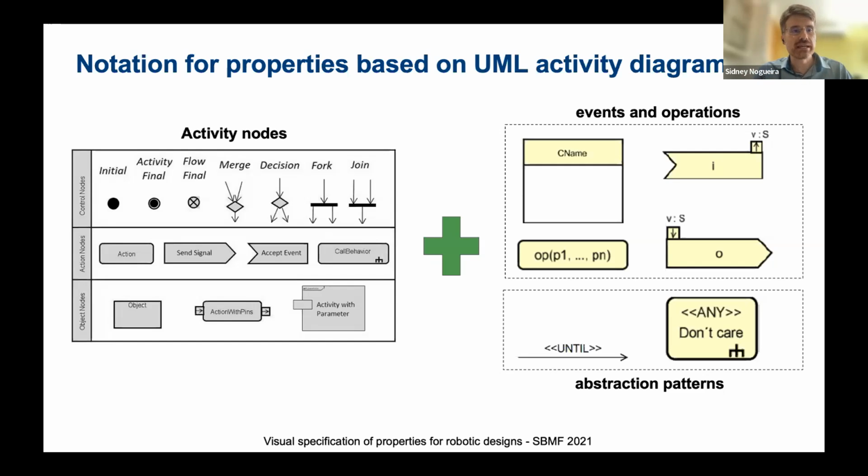So based on this notation, what we did was adapt some of the elements, some of the nodes of the diagram, to represent events and operations for RoboChat models. This is necessary because when we generate the CSP, we need to differentiate what is an input event and what is an output event, because the CSP encoding is different for each event. And also we have an element here to say the name of the component that will be checked.